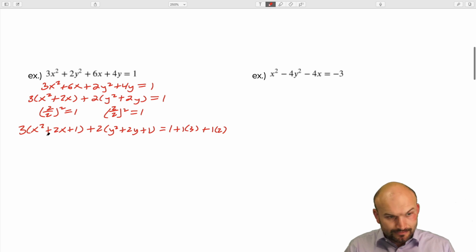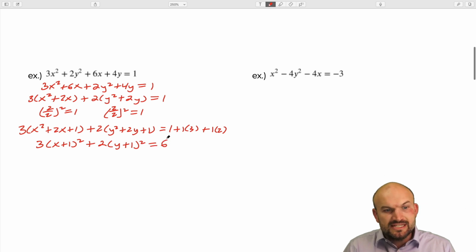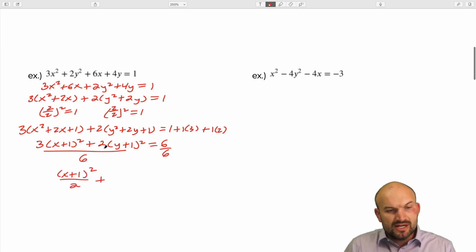Now in this case, I can factor these. So therefore, this is going to be 3 times (x plus 1) quantity squared plus 2 times (y plus 1) quantity squared. And then here, we're going to get the number 6. Now, if you remember from the standard form of our ellipse, they're always equal to 1. So what we're going to do is work a little bit further here, and we're going to divide everything by 6 on both sides. Now, 3 over 6 is going to equal 1/2. So this would be (x plus 1) quantity squared over 2, plus, and then 2 over 6 can reduce to 1/3. So this would be (y plus 1) quantity squared over 3.